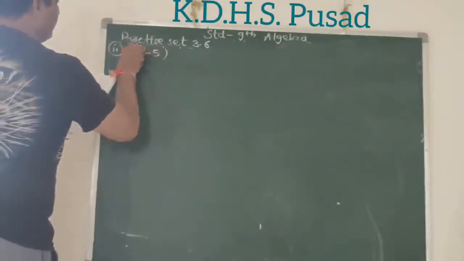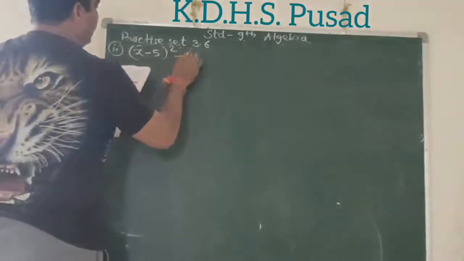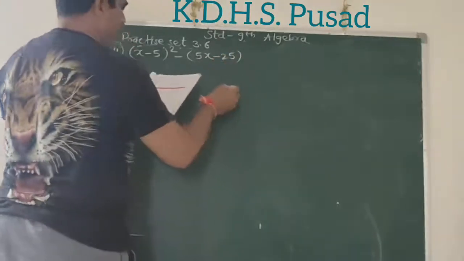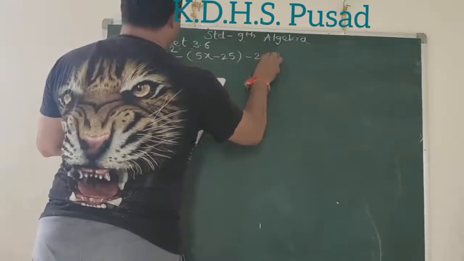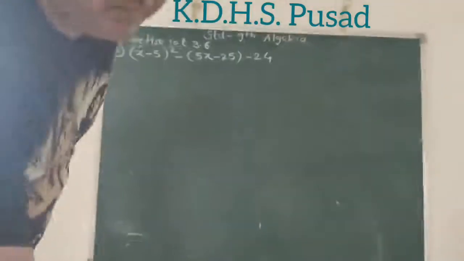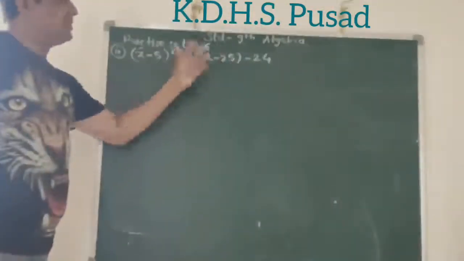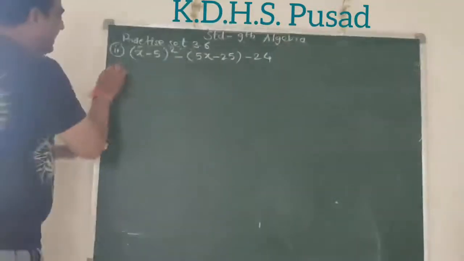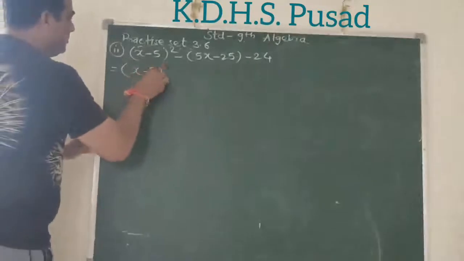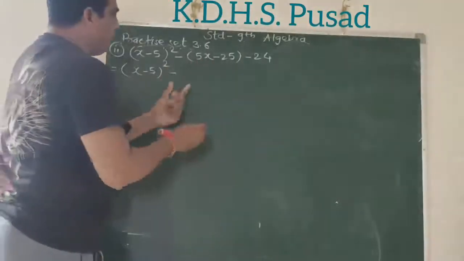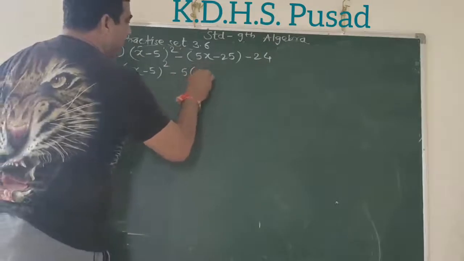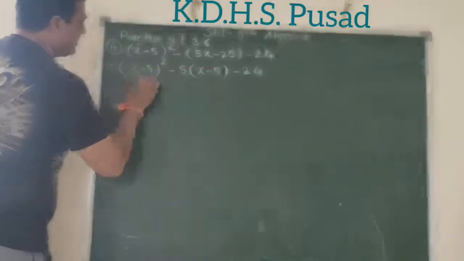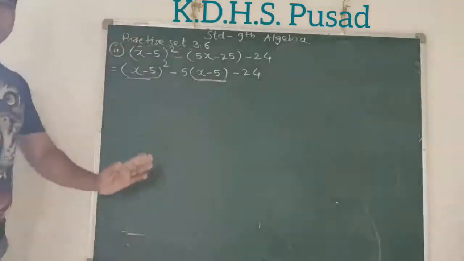(x minus 5) whole square minus (5x minus 25) minus 24. Now in this question nothing is common, but from this you can take 5 common. So here again I write the next step: (x minus 5) square minus, from this you can take 5 common, 5 into (x minus 5), then minus 24. Now check this, same. So what you say, replace it.